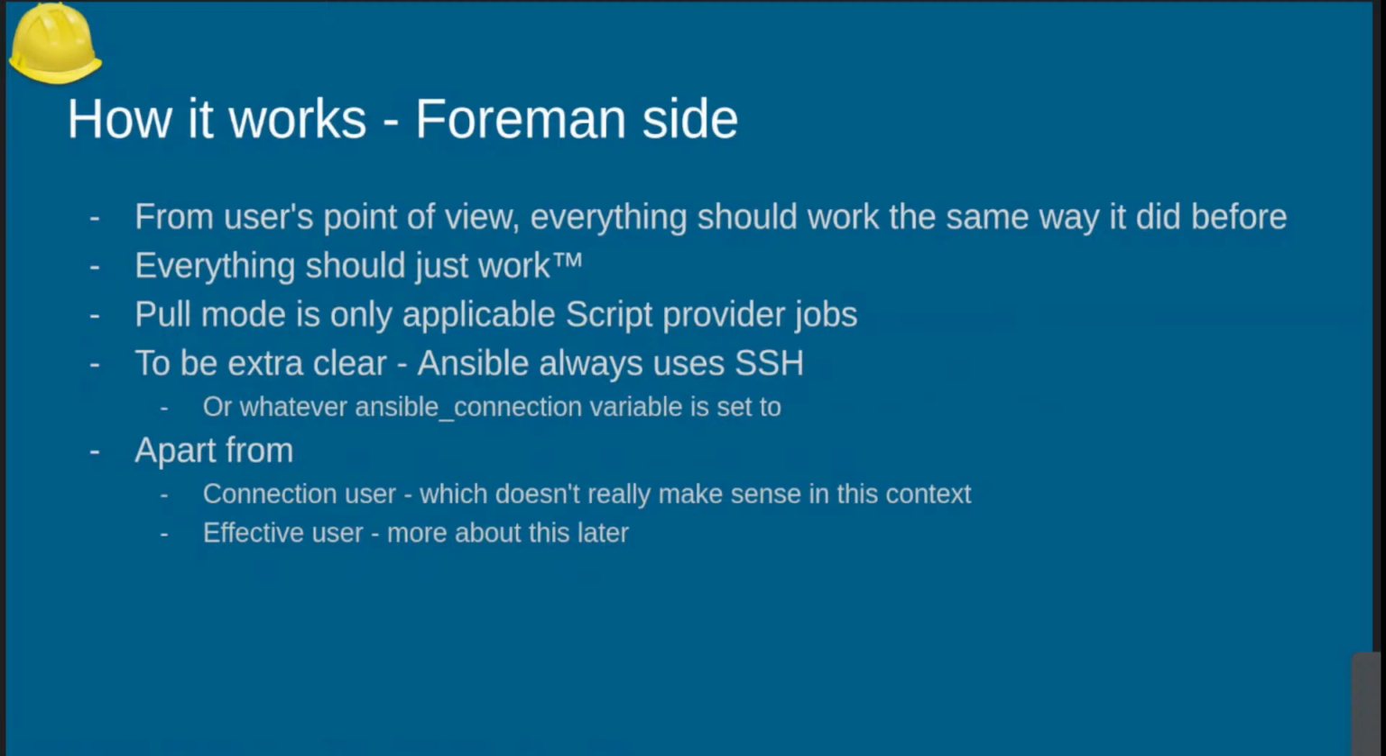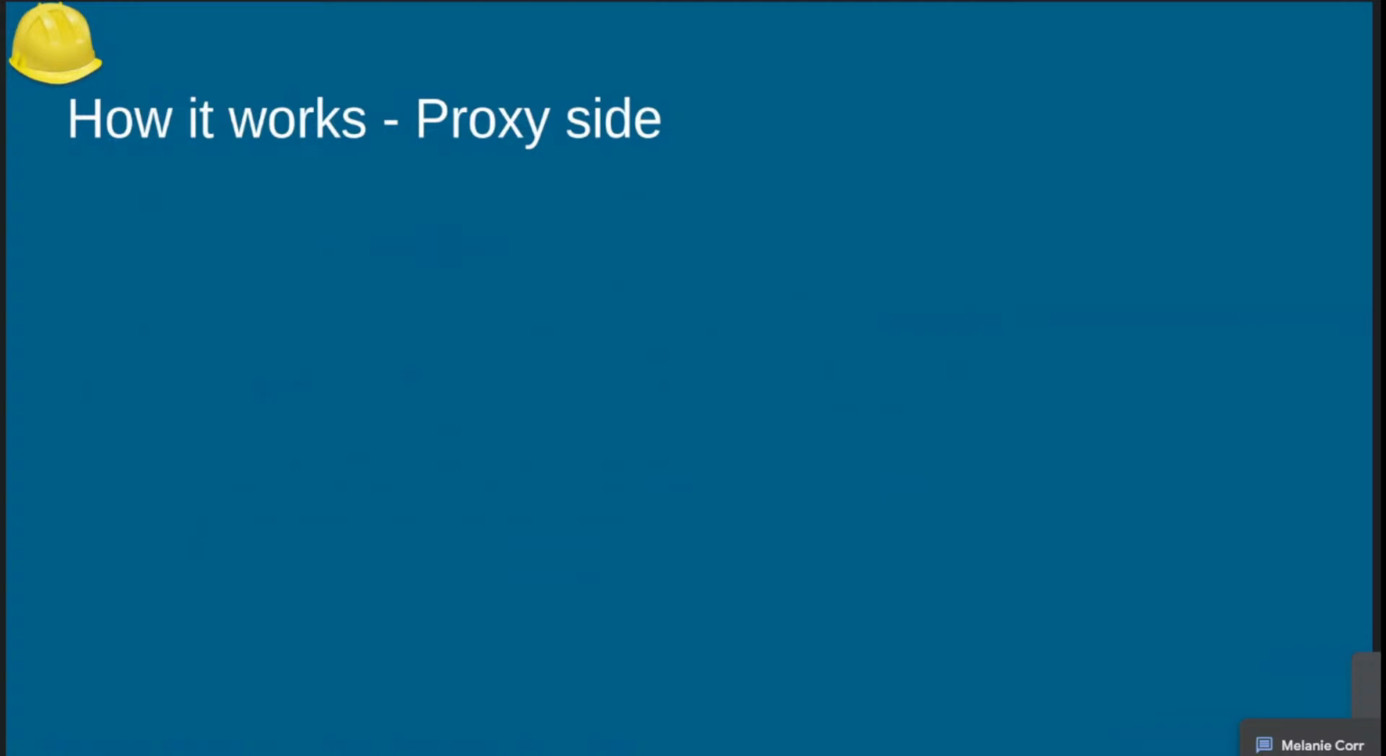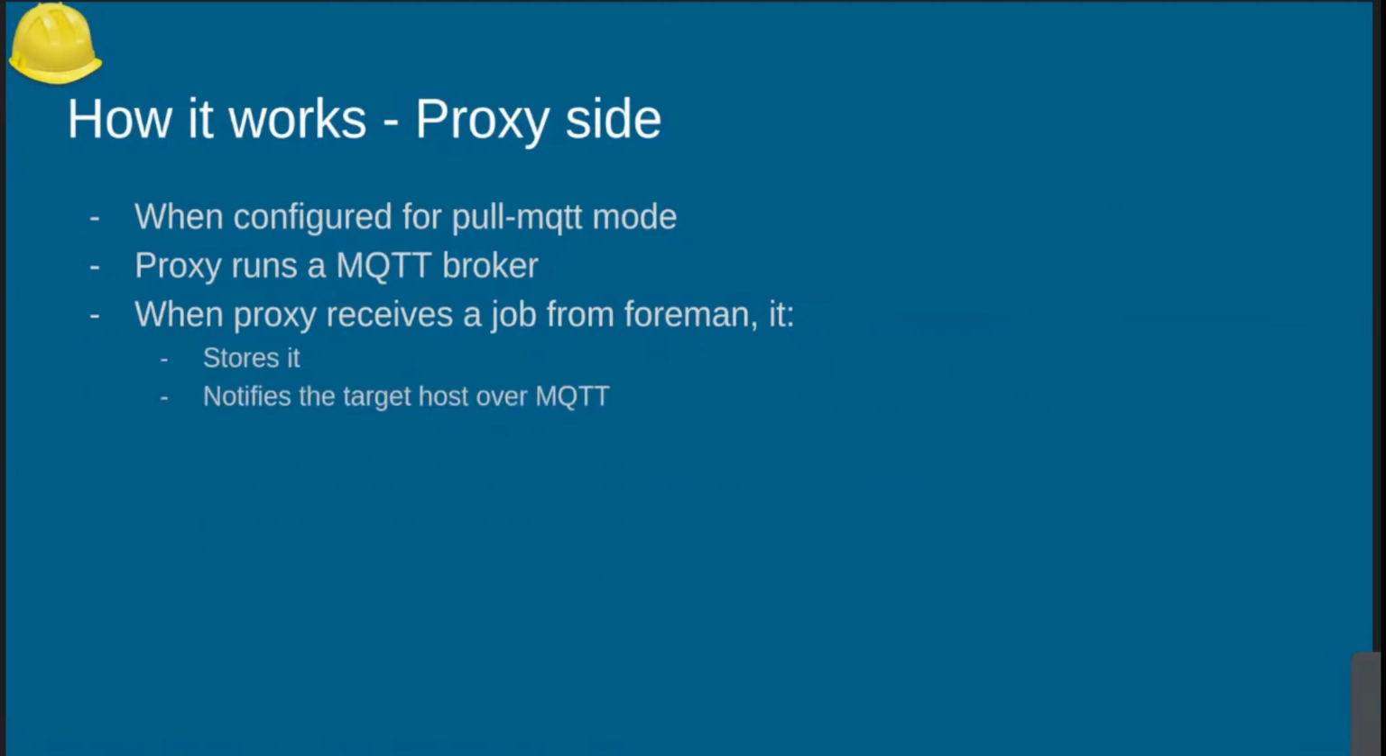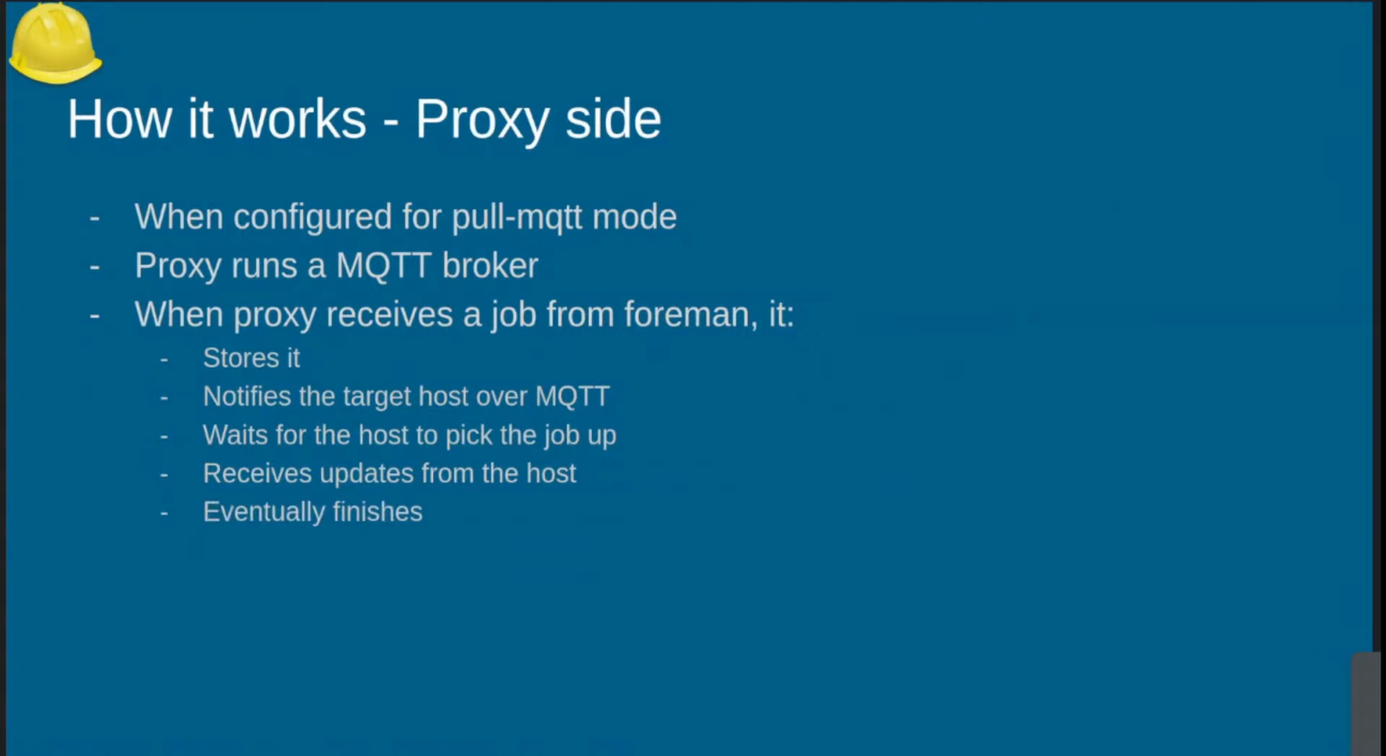Sorry about that. So the next thing that doesn't really work is the effective user, but I'll talk about this a little bit later. So how it works on the proxy side: when the proxy is configured in the pull MQTT mode, the proxy runs an MQTT broker. That's the new component. When the proxy receives a job from Foreman, it stores it. Then it notifies the target host over MQTT. It waits for the host to pick the job up, and then it just sits there and receives updates from the host, which is running the job. And the job should eventually finish.